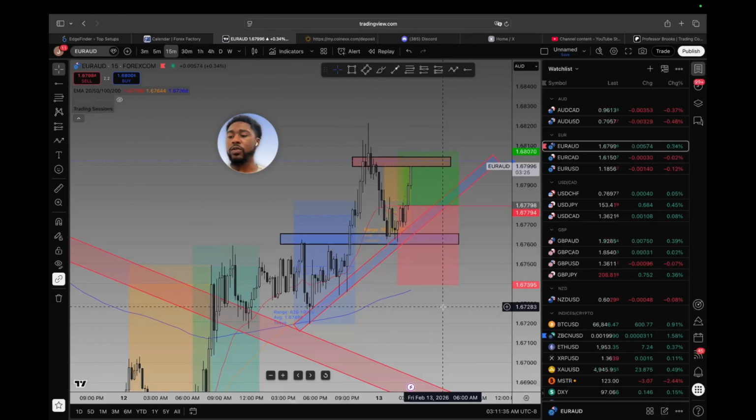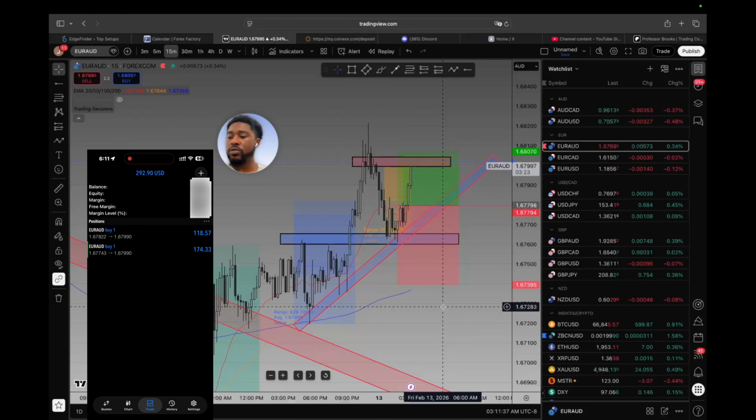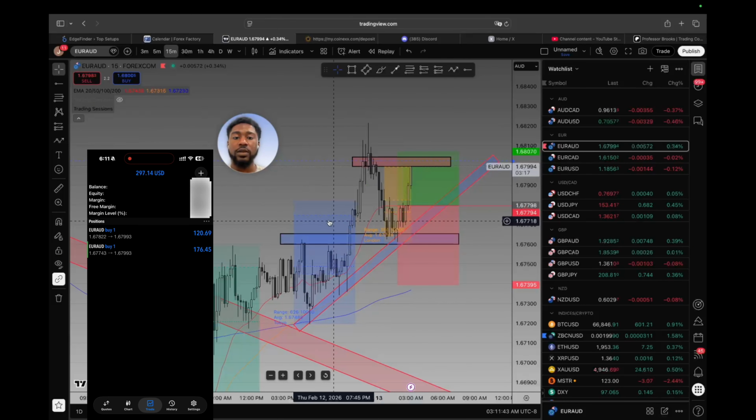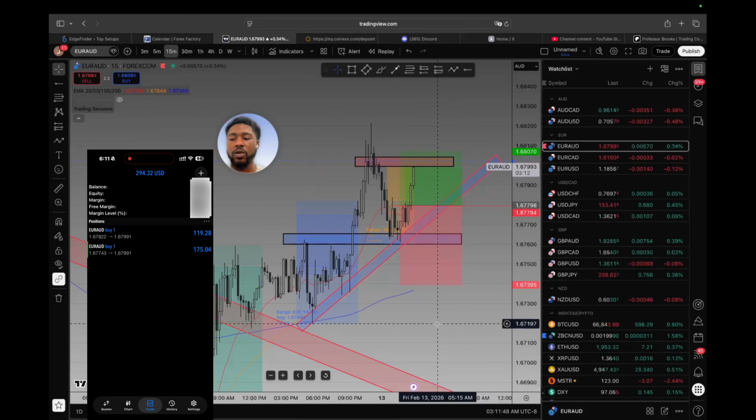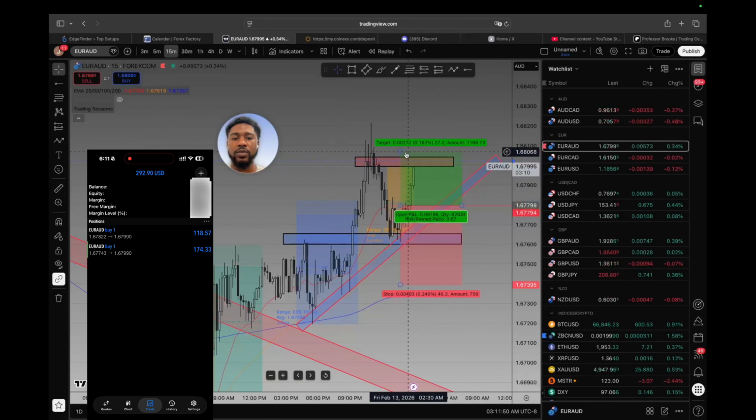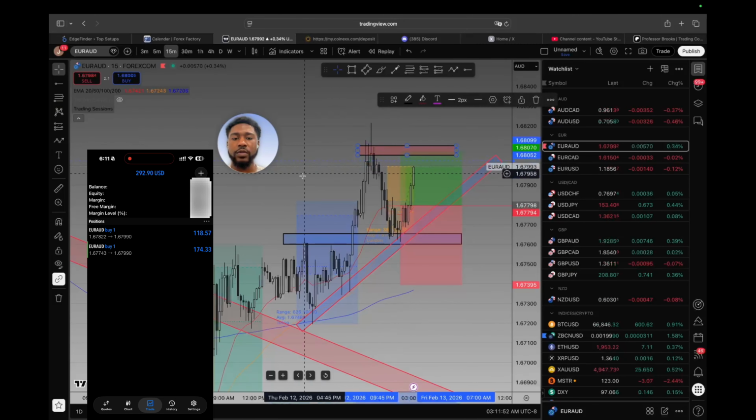I got the screen recording on now. We are up almost $300. We're up $290. We're blowing into this zone pretty fast, so I'm gonna let it milk a little bit. Here, let me move this.